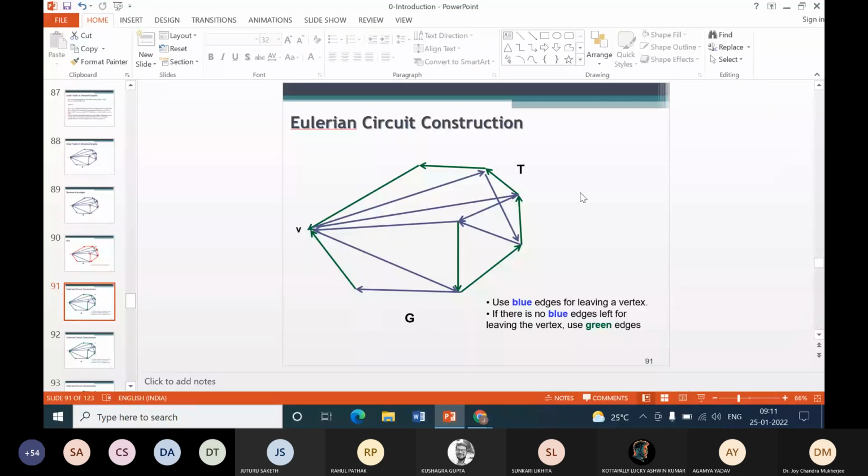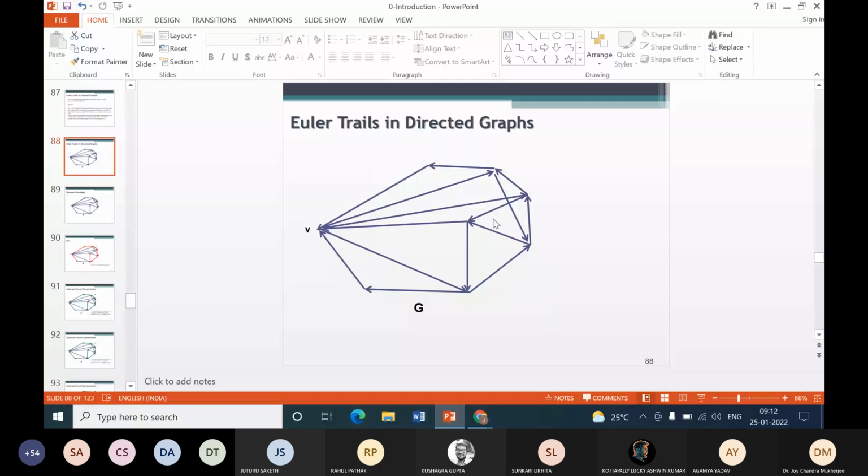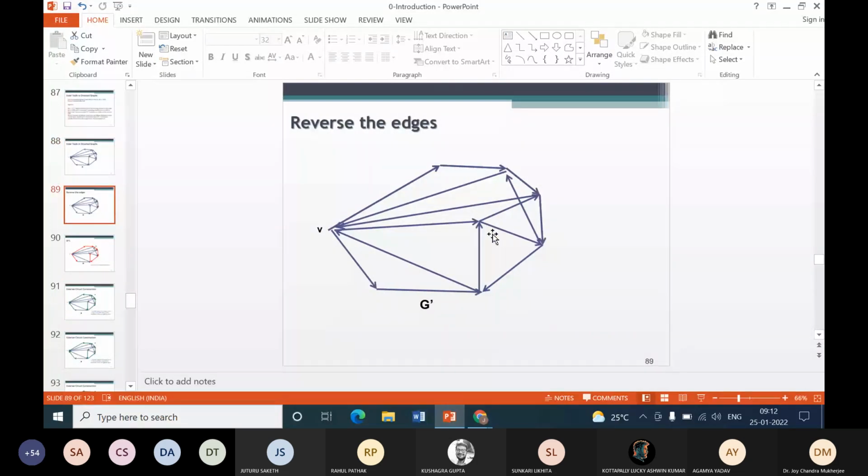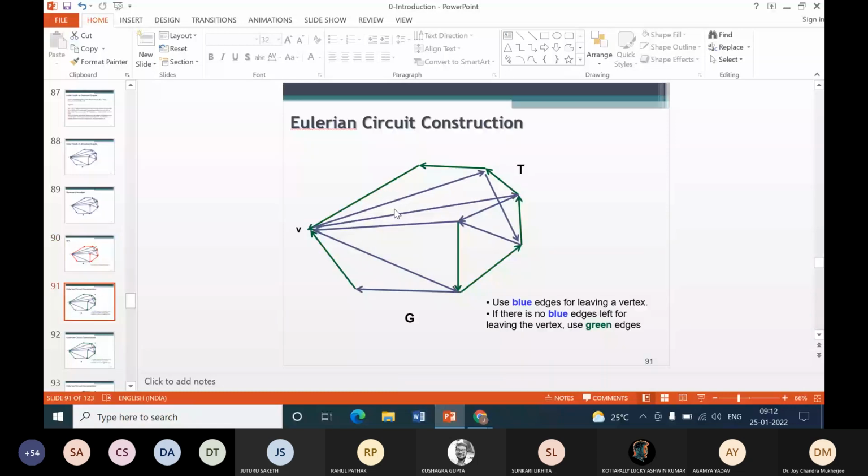Now I will start my Euler circuit traversal. So far, this was the original graph; order of V plus E time was needed to reverse this graph, again order of V plus E time to DFS, and again order of V plus E to revert it back. So in order of 3 times V plus E time, we get these blue edges and green edges. Now I have to find the Euler circuit.